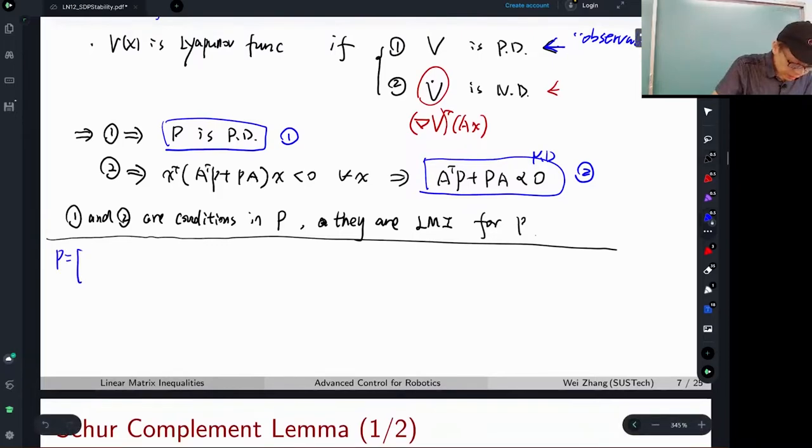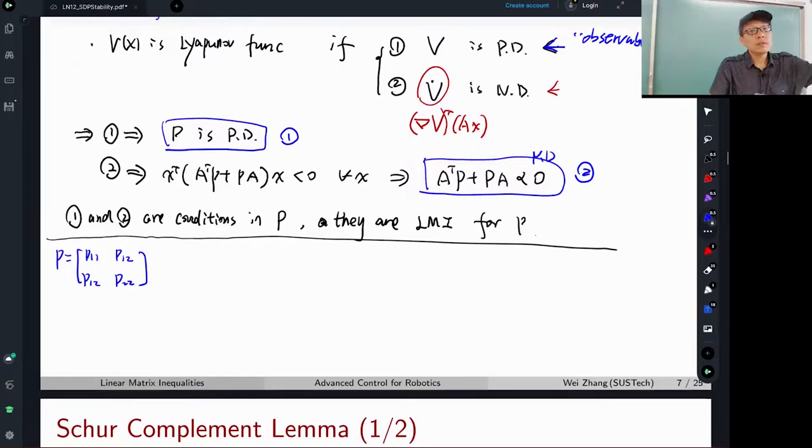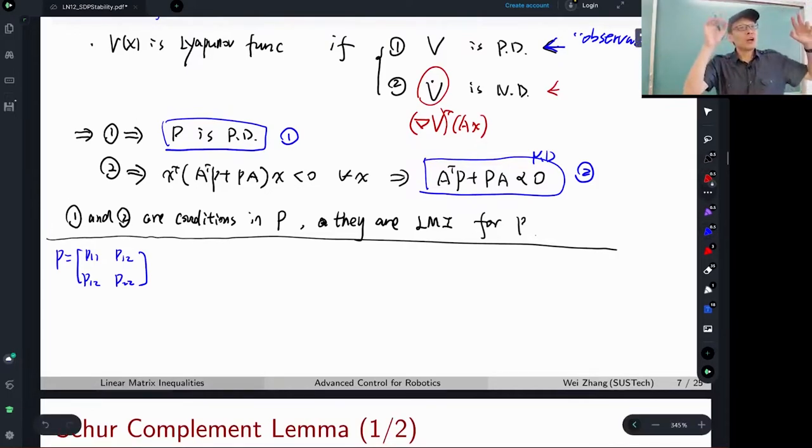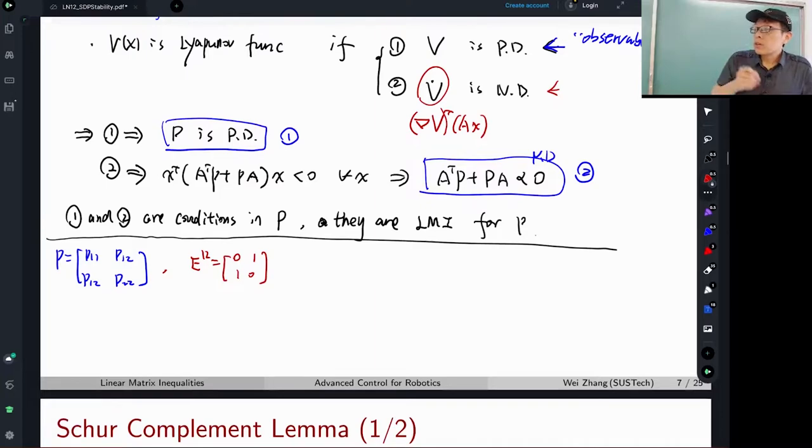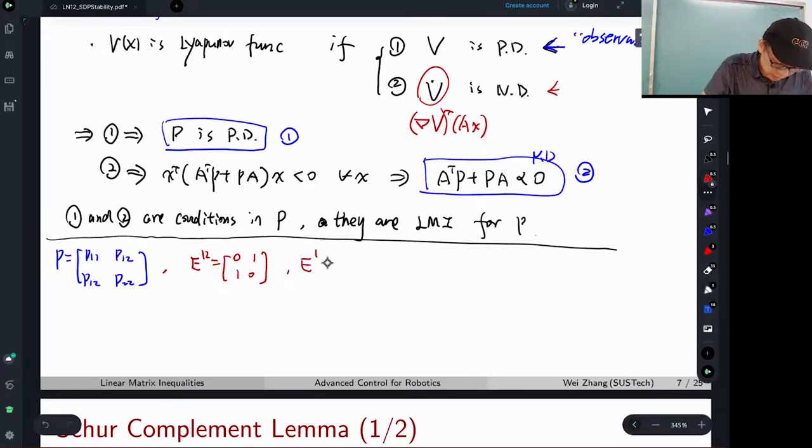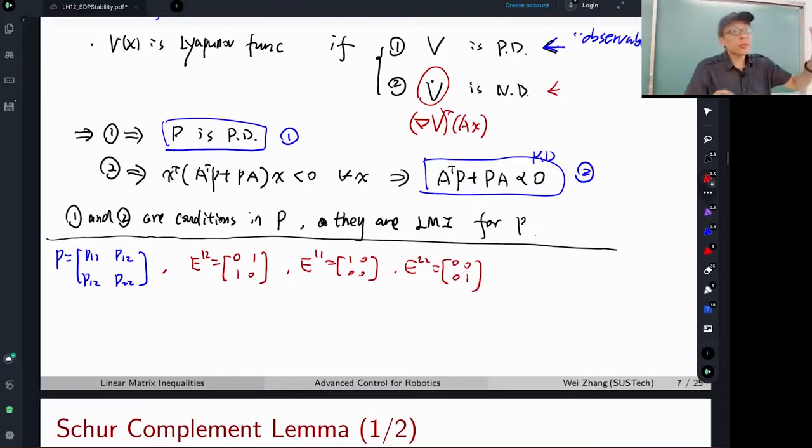If I call this P, I will say P11, P12, P12, suppose it's symmetric, P22. I have three variables. P is a matrix variable, but in fact, we only have three-dimensional freedom. We can define what you call basis vectors. Let me say the first basis vector E12 has the first row, second column as unit, and because it's symmetric, we have this one. E11 is 1, 0, 0, 0, and E22 is 0, 0, 0, 1. These are the three basis vectors for P.